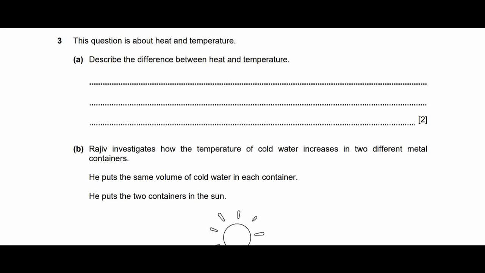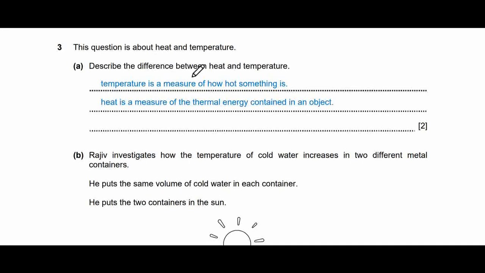Alright, let's open up the answer. Temperature is the measure of how hot something is. Heat is the measure of the thermal energy contained in an object.